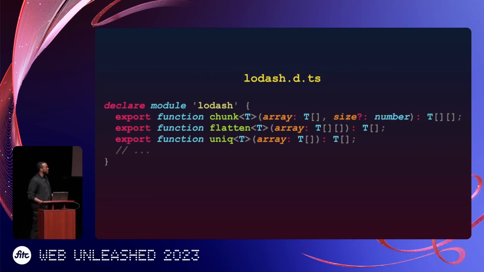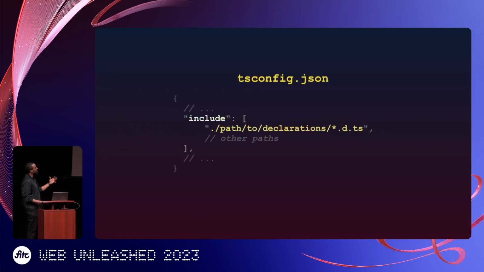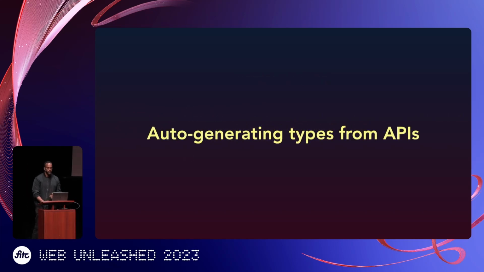So the common pattern that exists is, if you're introducing a third-party JavaScript library, check the DefinitelyTyped repository first. If that doesn't exist, then you can create a custom declaration file in your app, specify it in your TypeScript configuration, and then you get what you're looking for.